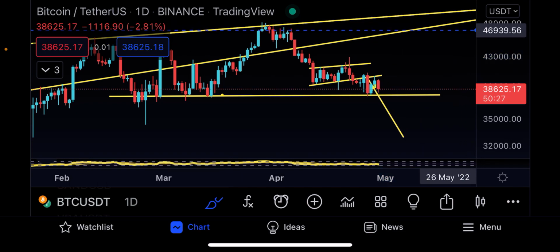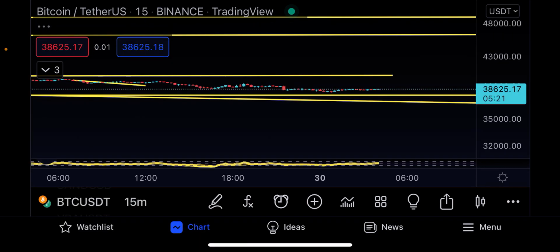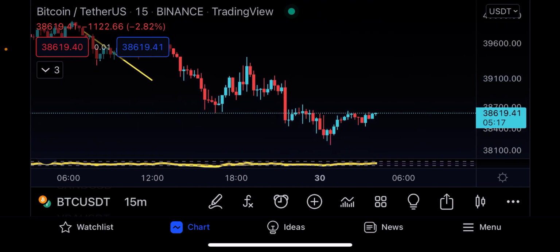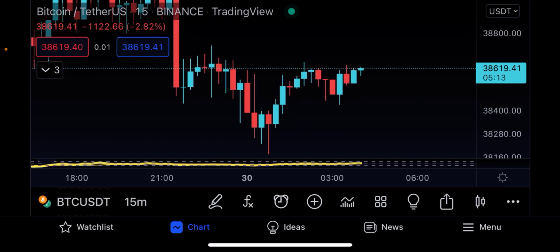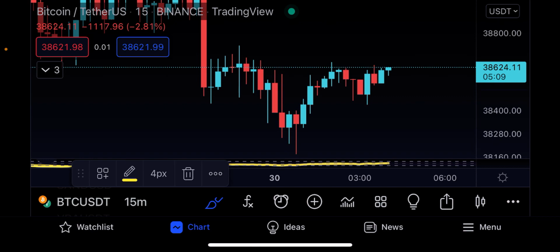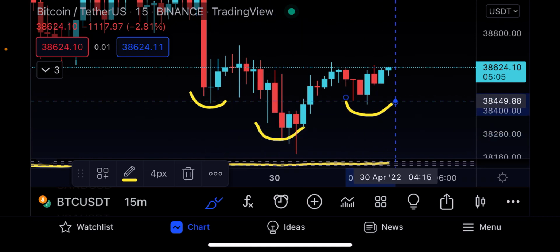Now, the next thing is I want to dive into the 15 minutes time frame. There's a little bit of an inverse head and shoulders here before we dump to the downside. So I'm going to zoom in here on the 15 minutes time frame, and you can already see that you're putting in an inverse head and shoulders. So this one being your left shoulder, this is your head, and this is going to be your right shoulder right over there.